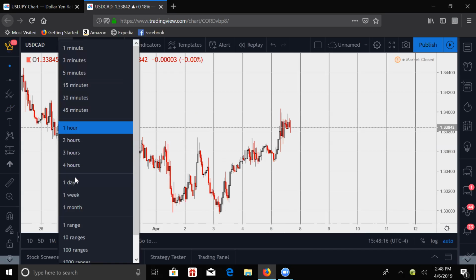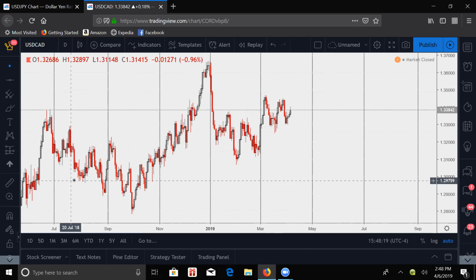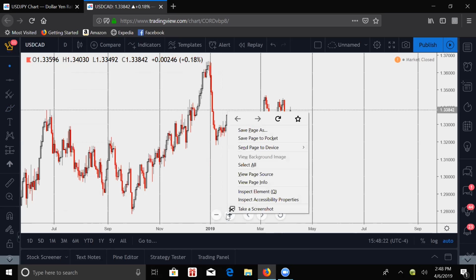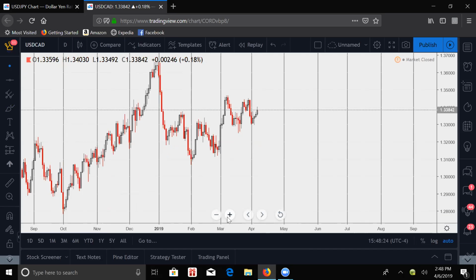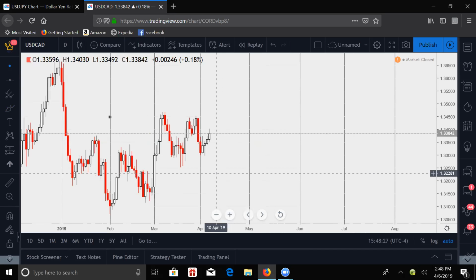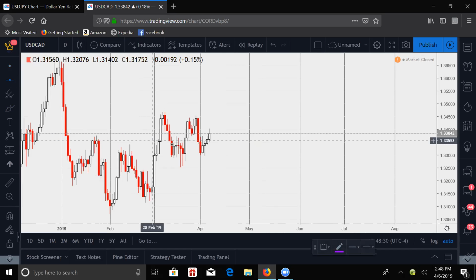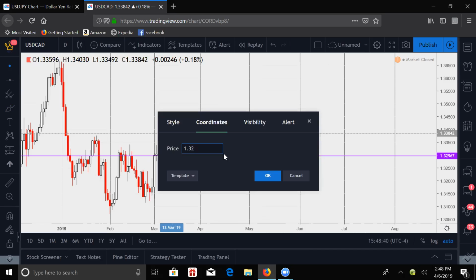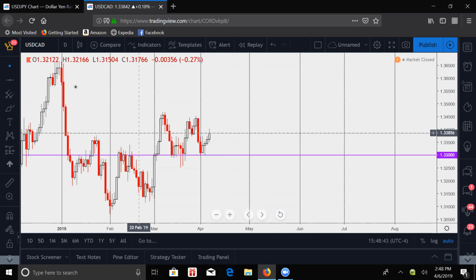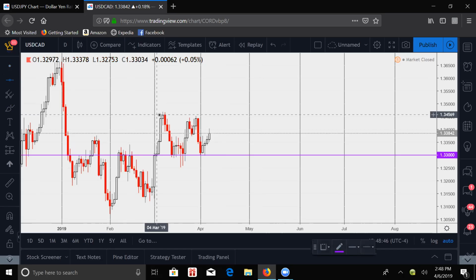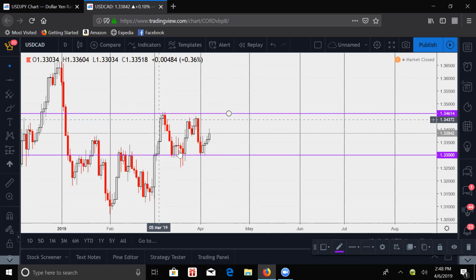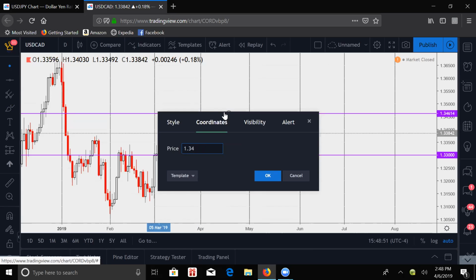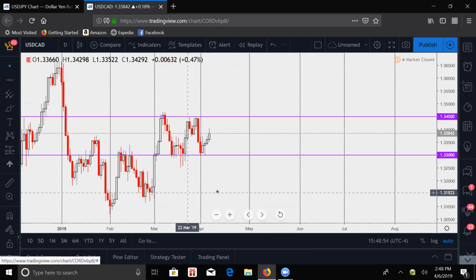So USDCAD, we have, okay, price is kind of stuck. Price has been consolidating in this range, we can see. 133.5, that's a good area.